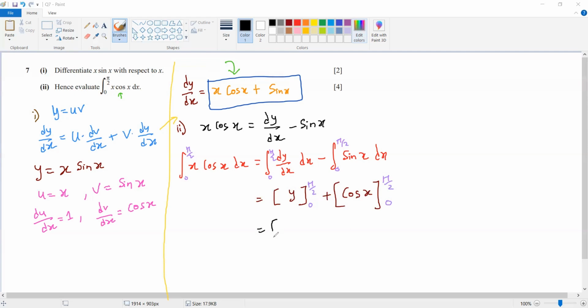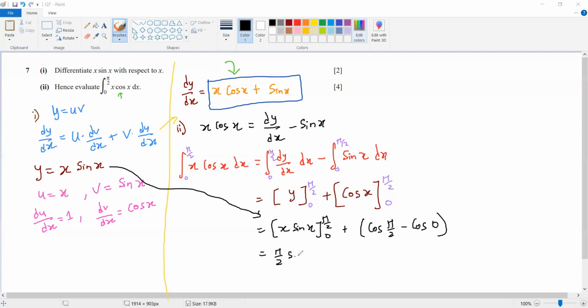So the y now in the bracket, we need to change back. I might do it like this at this step, because the value of x is what is evaluated. So for this part, we put cos of pi over 2 minus cos of 0 in radians. This will be pi over 2 sine pi over 2 minus 0 times sine of 0. Okay, so we write everything up nicely.